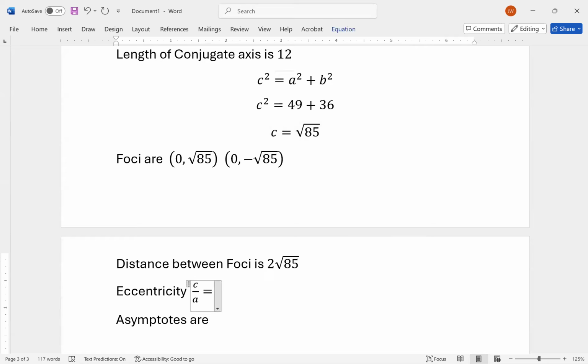The eccentricity is the fraction. C, the square root of 85, divided by A, which is 7. If I take the square root of 85 and then divide that by 7, I get about 1.32. Once again, the hyperbola has eccentricity that is above 1.